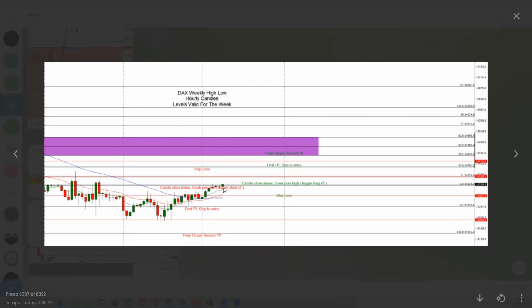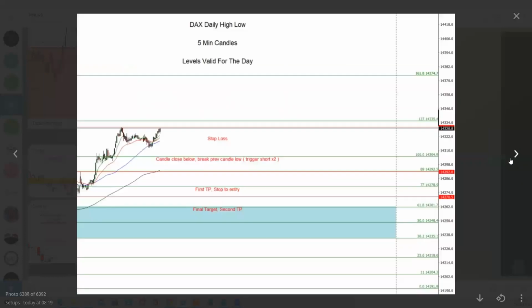So we're still looking now for a candle close above the 0 level, break previous candle high to aim for the 23.6 first TP, 38.2 second TP, stop loss being halfway between 0 and minus 127. Remember, guys, same rules apply with the red lines.